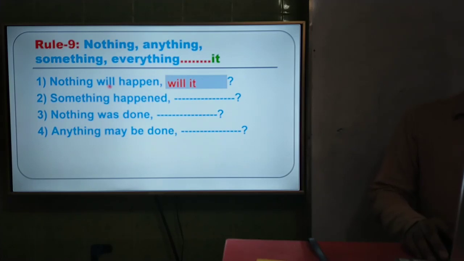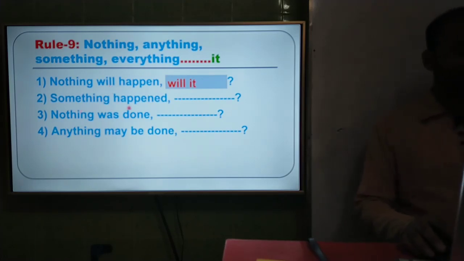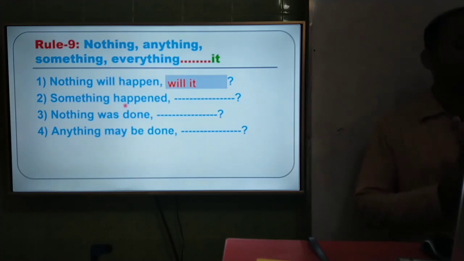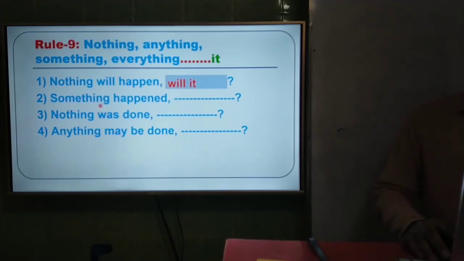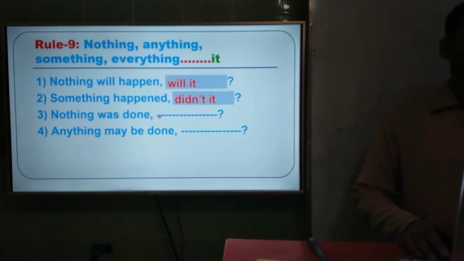Now the next one, "Something happened." This is in past indefinite and there is no operator here, and you know that without an operator, if we get any sentence, we have to use do, does or did. In present indefinite we have to use do or does. In past indefinite we have to use did. So here, as the sentence is in past indefinite and affirmative, the tag question will be in negative form, "didn't it".